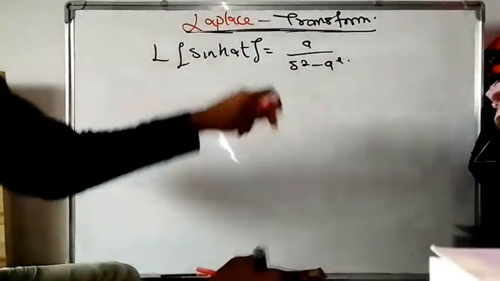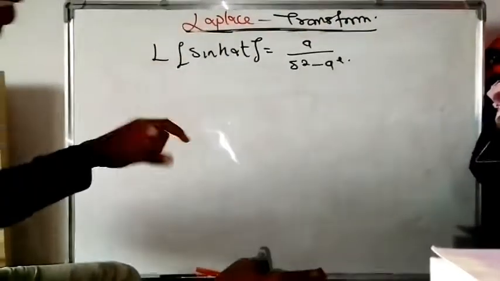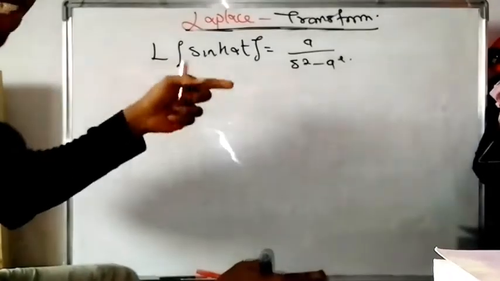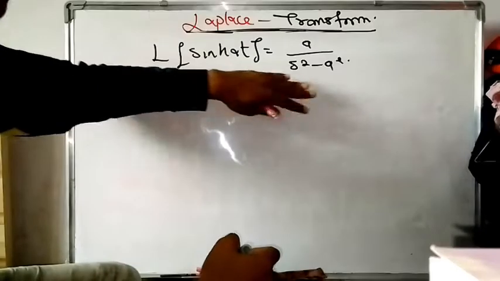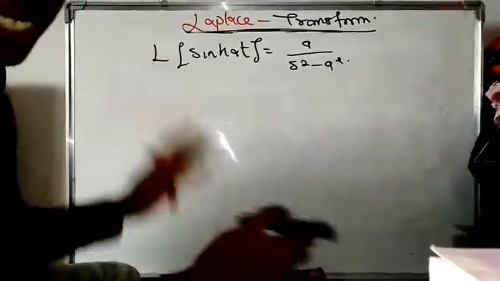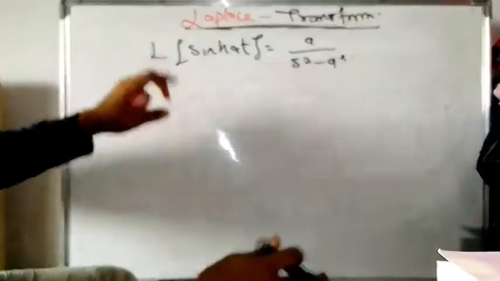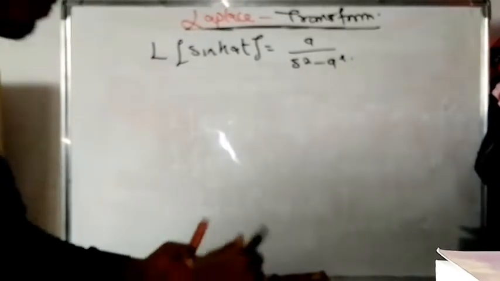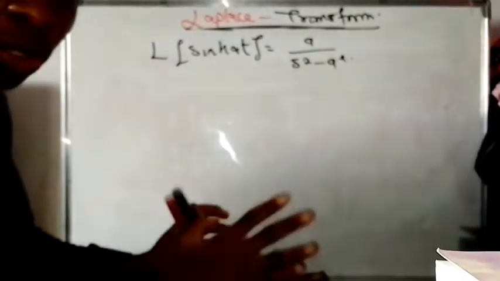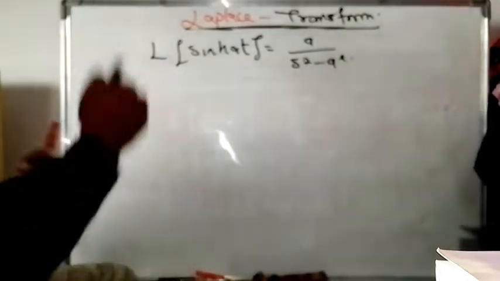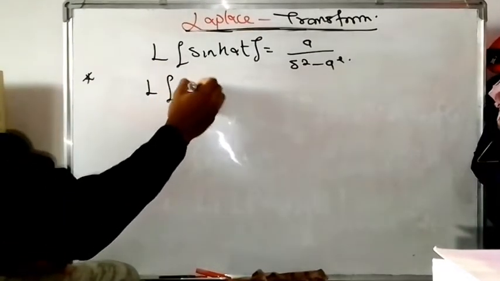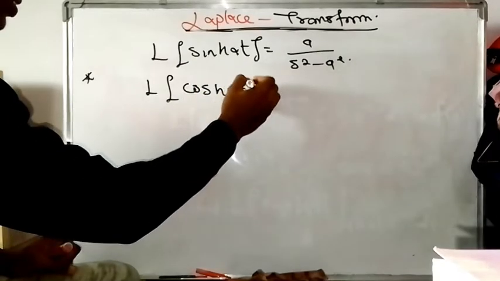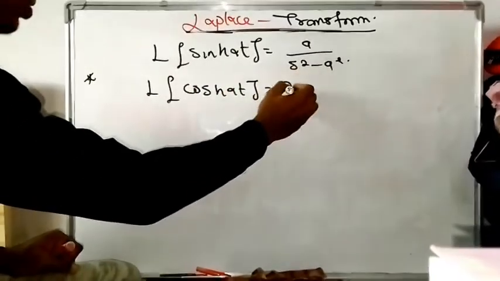Today we are going to be treating another similar expression, but in this case it's the Laplace of cosh, which is another hyperbolic function. I believe you understand how we got this particular expression, so we are going to use the same process we used in deriving this one to derive the cosh. So today we are going to be treating the Laplace of cosh at.